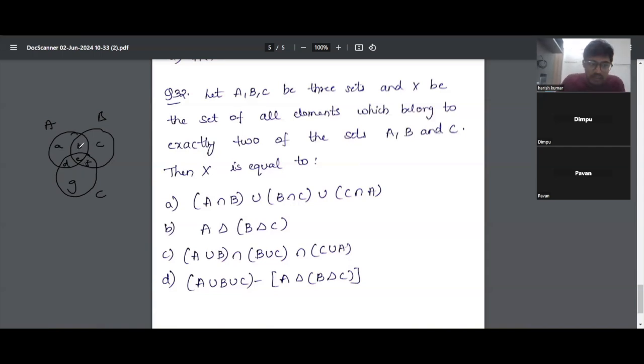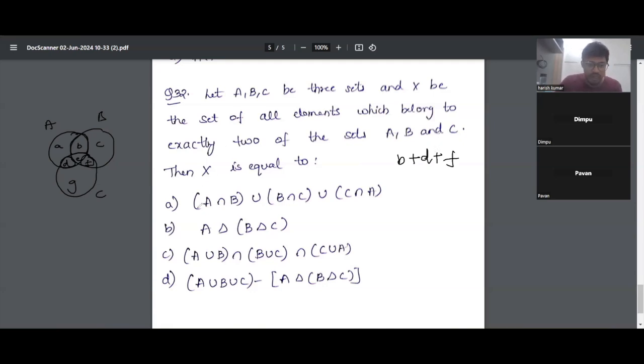What do we want? Look at the B part, right? That is this part. This part is exactly in two sets, right? It is in set A and set B. So we want the B part, plus we want the D part, and also we want the F part, right? Now we have to see which option this is equal to.